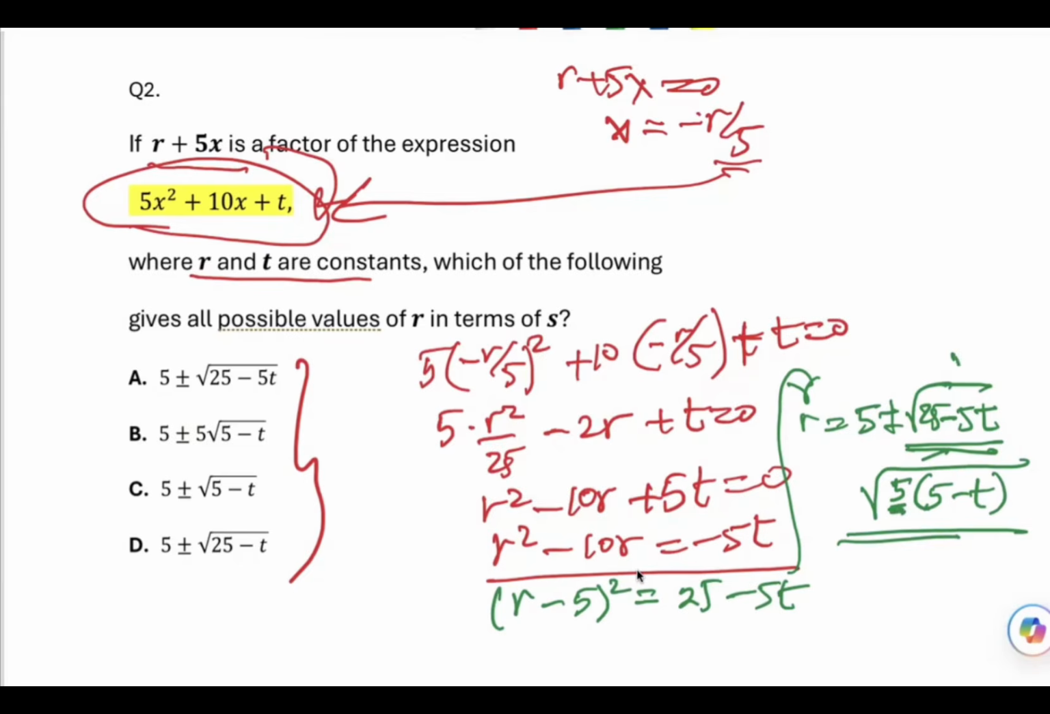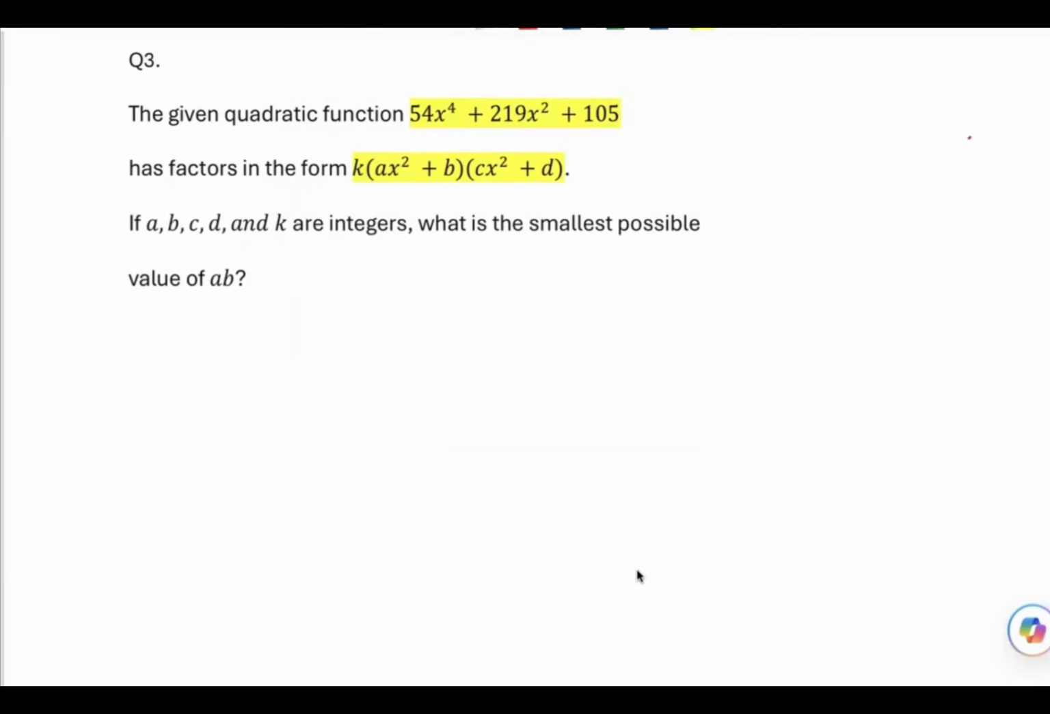Therefore, the right answer is to leave it in this situation: R equals 5 plus or minus the square root of 25 minus 5T. And this is your right answer. The rest are all wrong. They will trap you with this kind of question. It's simple, straightforward algebra. One of the hardest questions in the video.